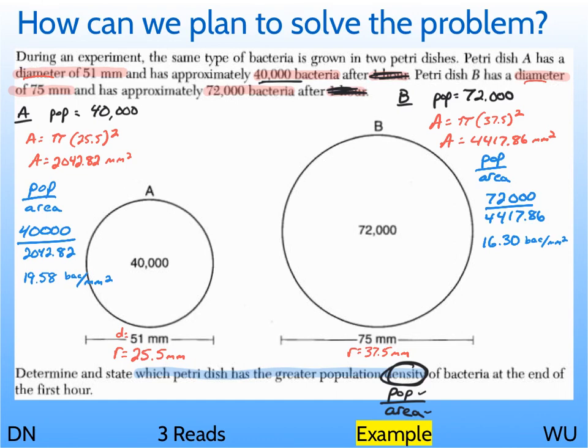So to finally answer the question, we want the greater population density, and the greater population density is A. So you would say Petri dish A has the greater population density because 19.58 is bigger than 16.3.